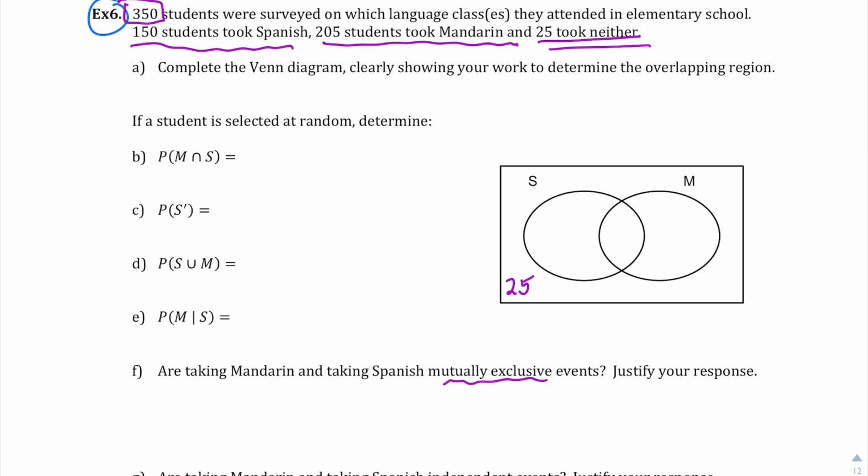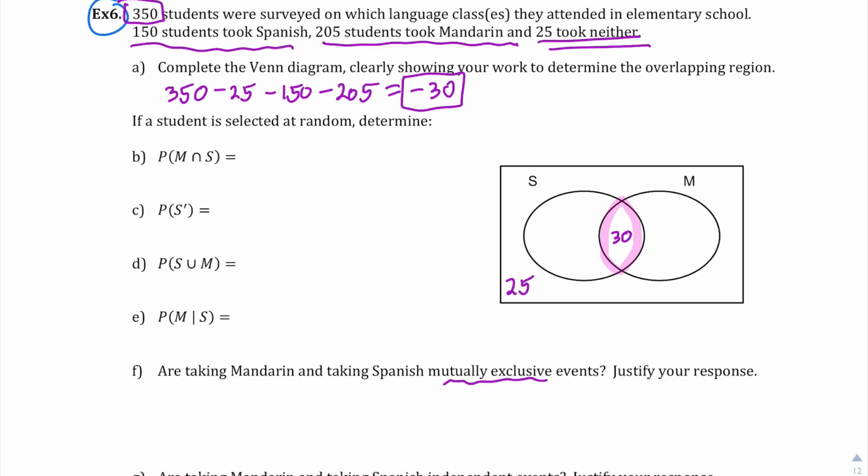Then our next stage is to figure out how many of our students took both Spanish and Mandarin. The way we're going to do this is to say we've got a total of 350 students. If we take away the 25 that took neither, take away 150 and take away 205, we're going to get an answer of minus 30, which of course is not possible. What that indicates is that there were 30 students who doubled up on Spanish and Mandarin.